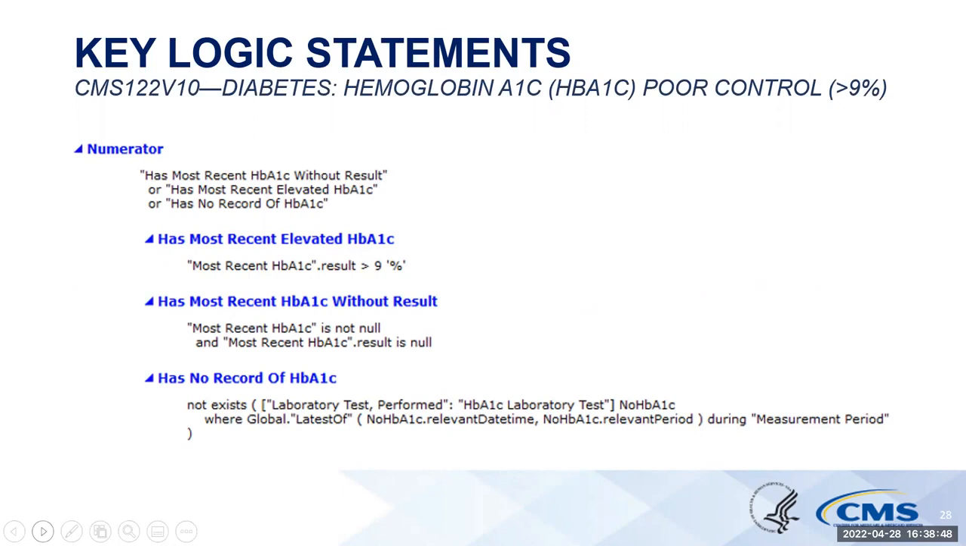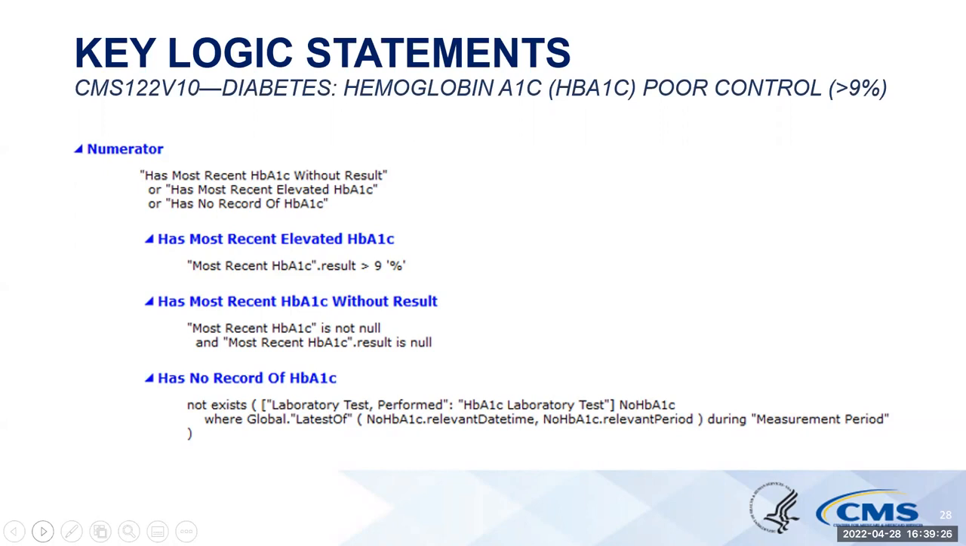The numerator logic may be met by having the most recent elevated hemoglobin A1C with a result greater than 9%, by the most recent hemoglobin A1C without a result, or by no record of a hemoglobin A1C. Further definitions are necessary to meet the numerator as well. At a high level, the first two definitions under the numerator require the most recent hemoglobin A1C, which uses the relevant date time and relevant period timing attributes. And we're using the global latest up here to identify the most recent results.